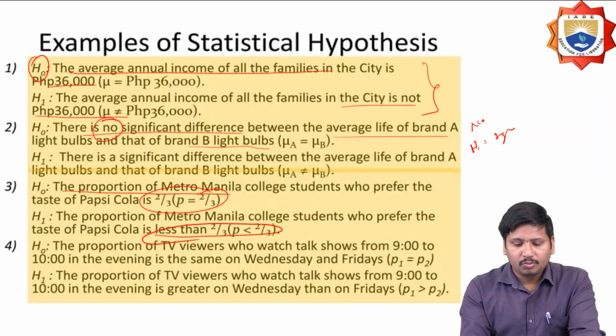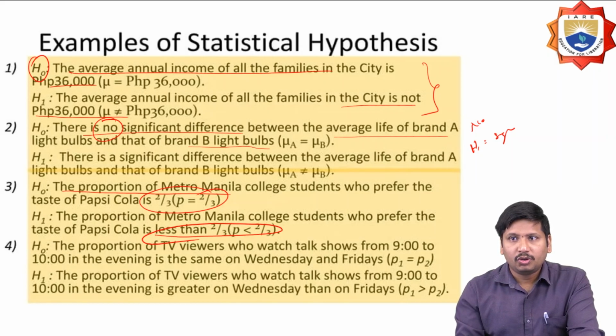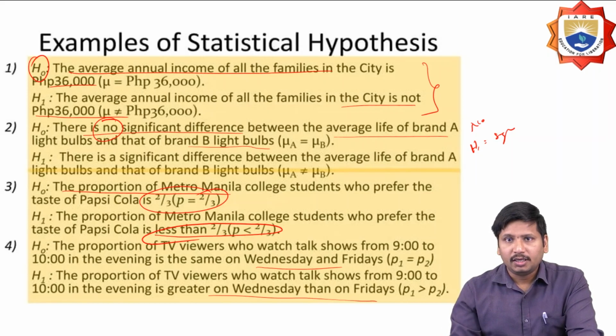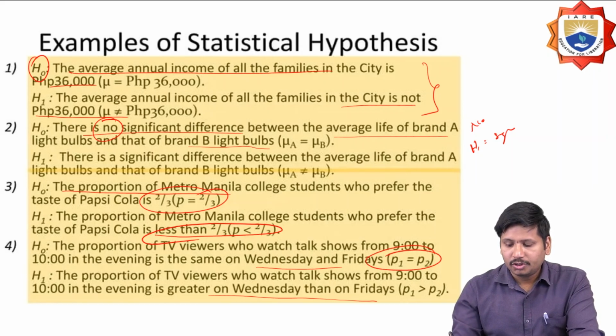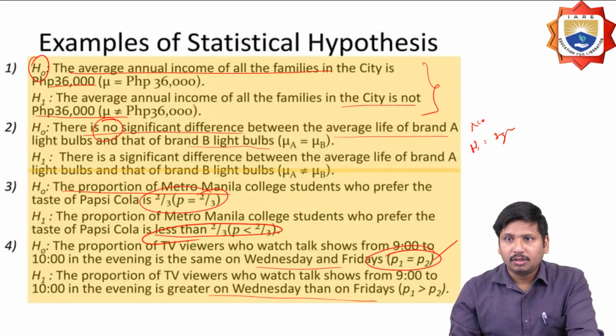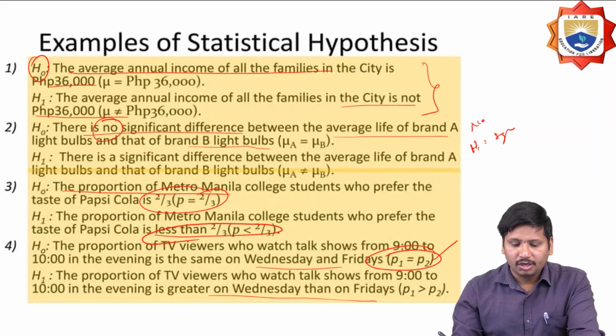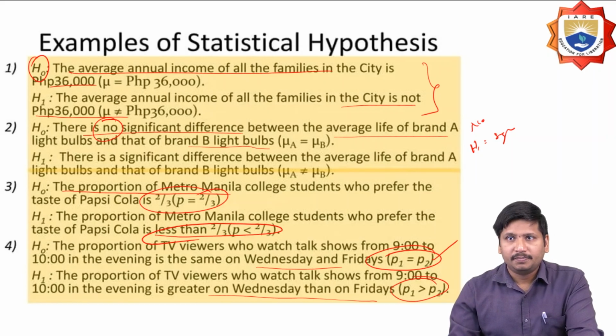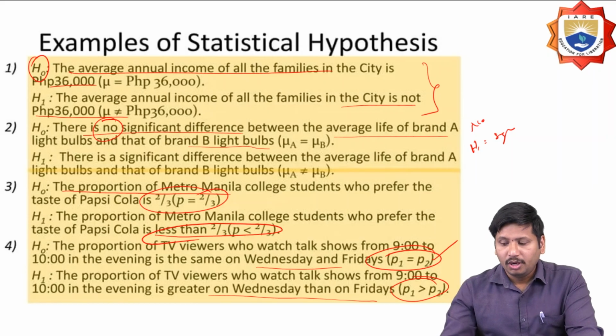And similarly, suppose the proportion of TV viewers who watch talk shows from 9 to 10 in the evening is the same on Wednesday and Friday. If I consider it as a null hypothesis, then the alternative should be that the proportion of people who watch should be greater than in the other case. So in the null hypothesis I consider both the same on Wednesday and Friday, but in the alternative hypothesis I claim it should be greater than that. So like this, I can define the null hypothesis and alternative hypothesis.